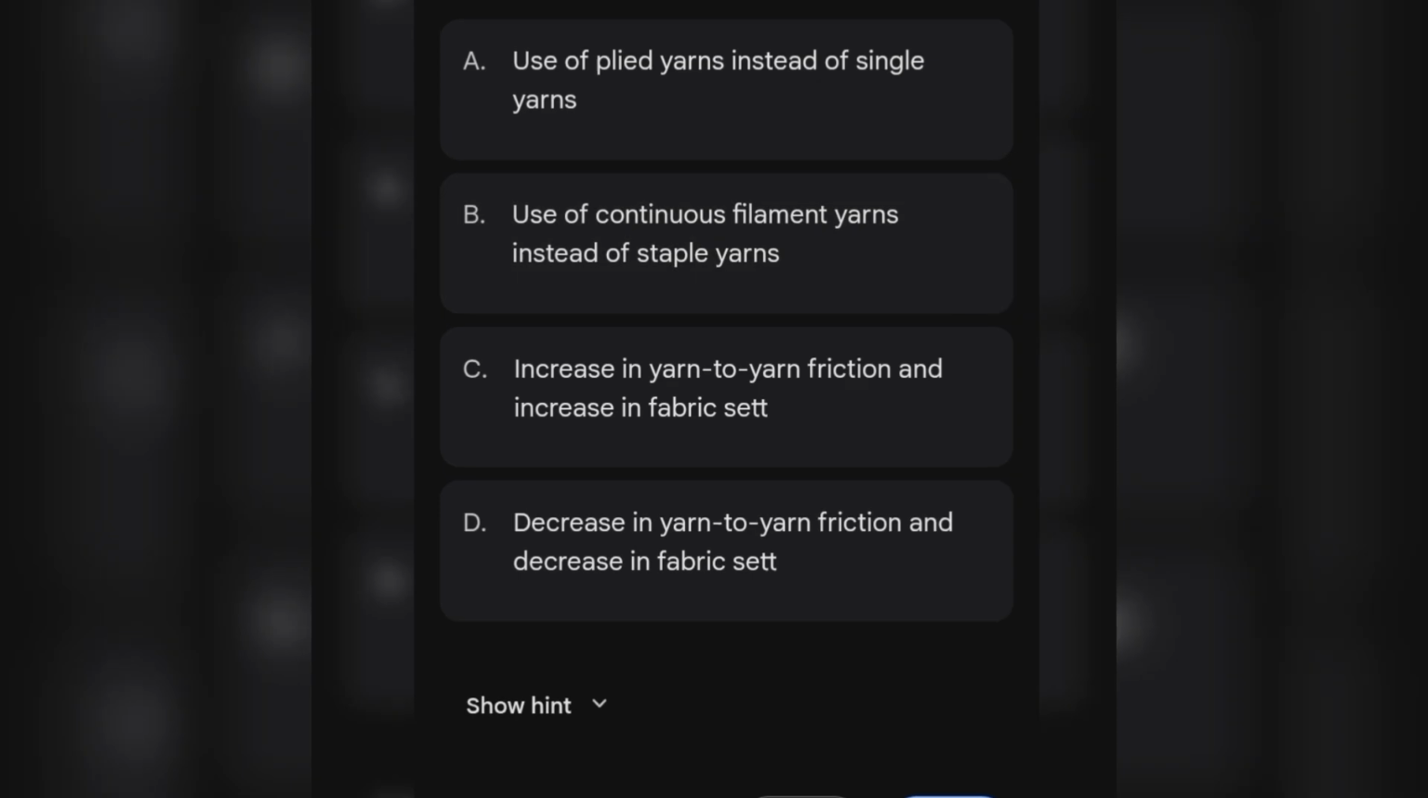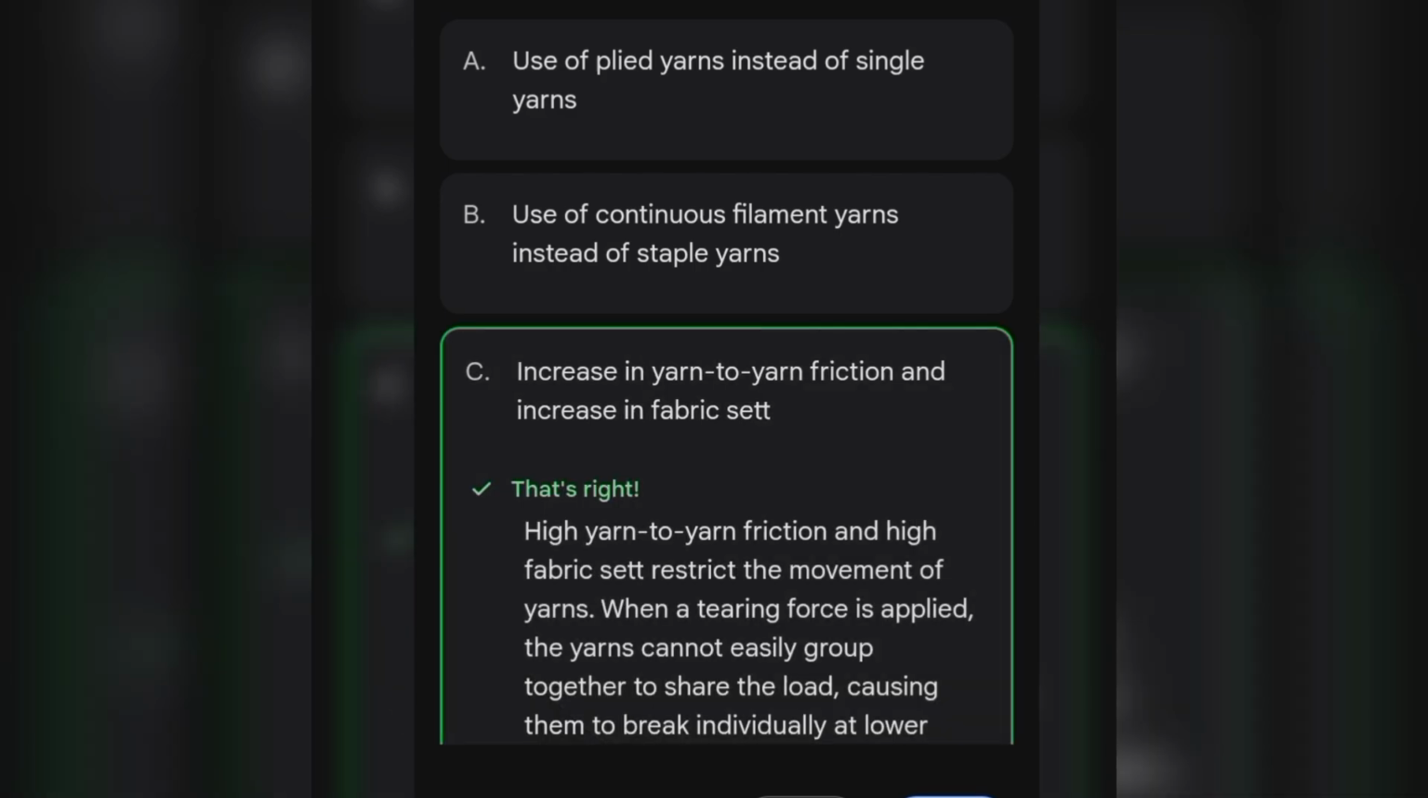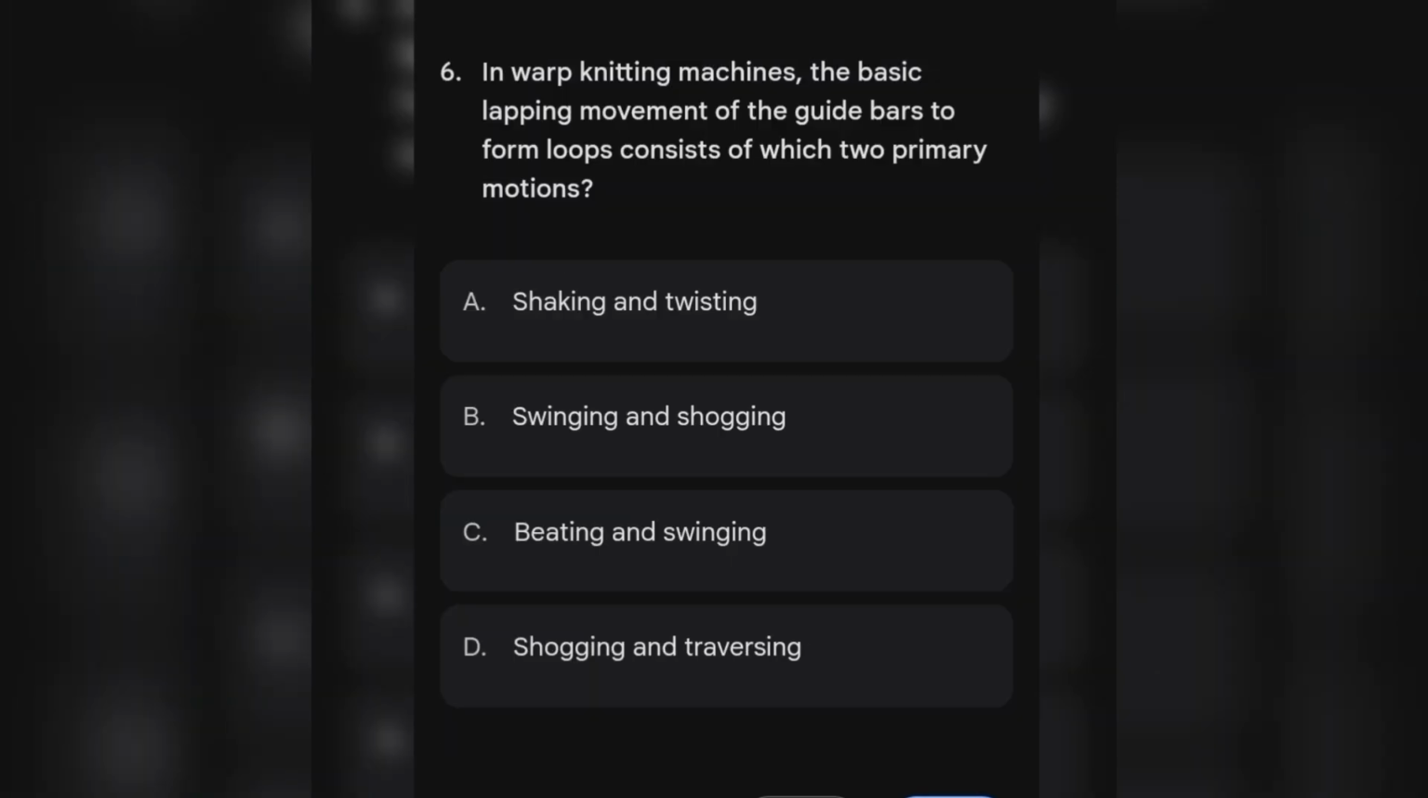Let's see the next question. Increase in yarn to yarn friction and increase in fabric setting. Okay. Decrease in yarn to yarn friction and decrease in the fabric setting. Option C is right because if yarn to yarn friction increases, then only the friction of the fabric setting will be restricted and it will decrease.